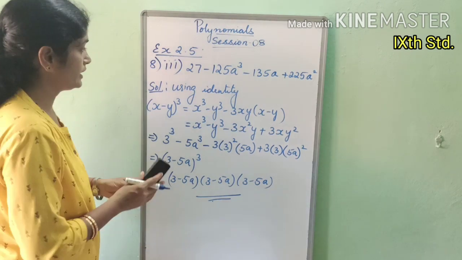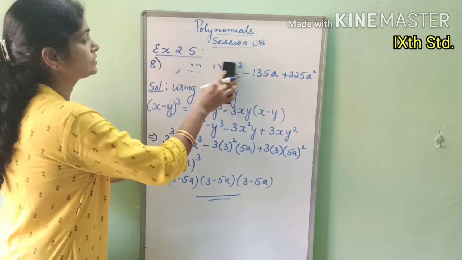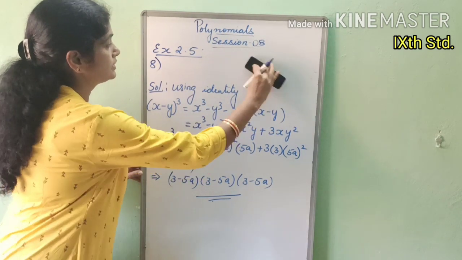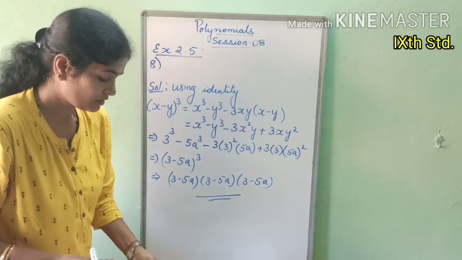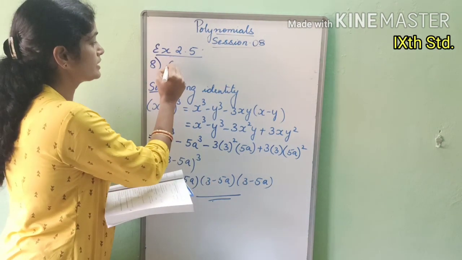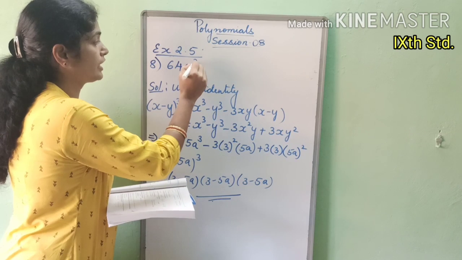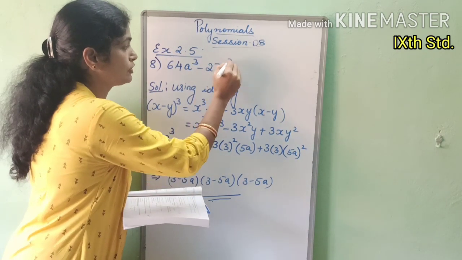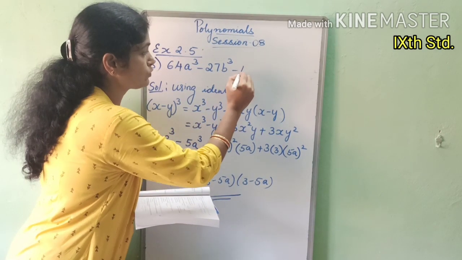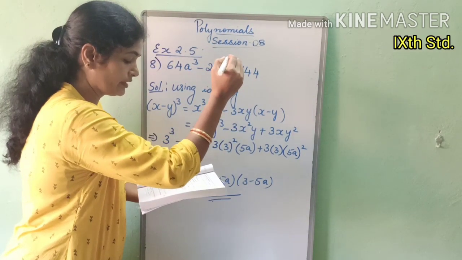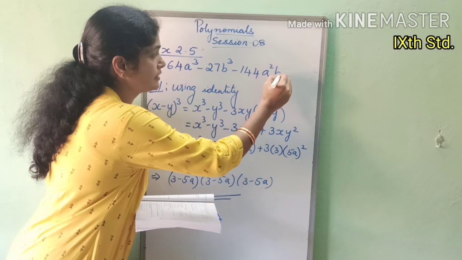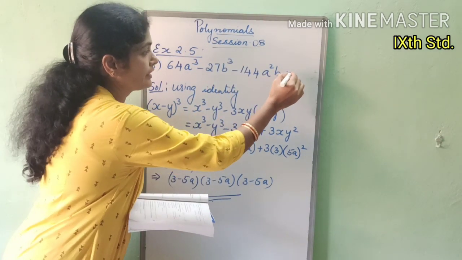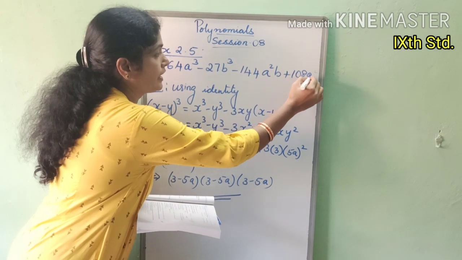Okay. Now let's see the next one. Fourth one, it is 64a cube minus 27b cube minus 144a square b plus 108ab square.